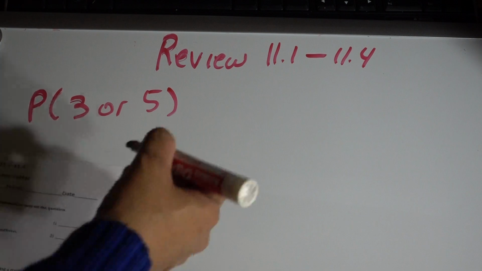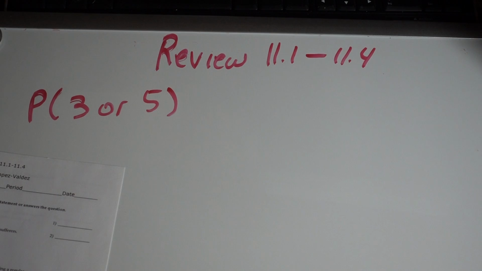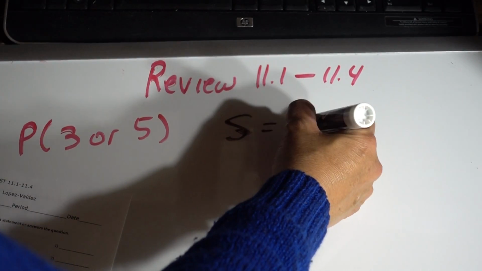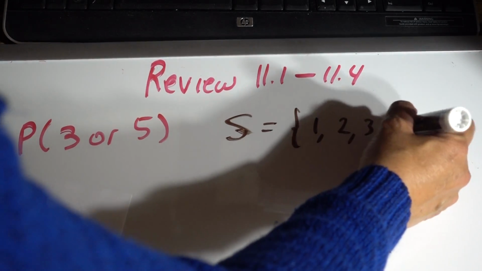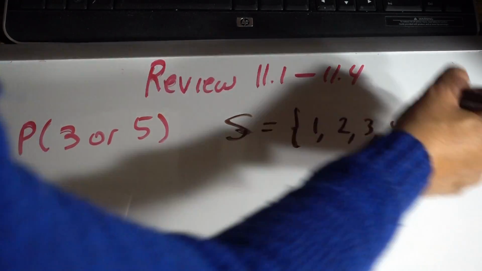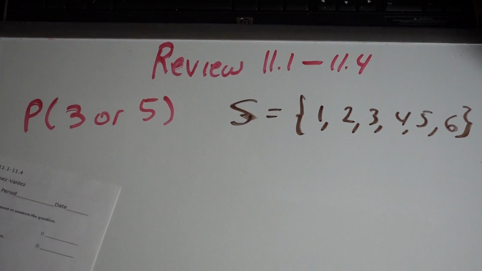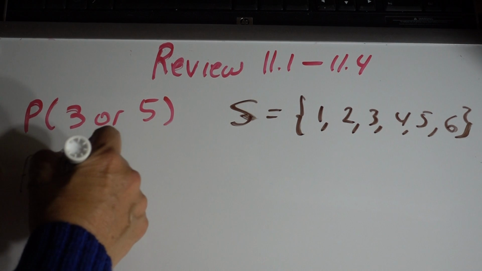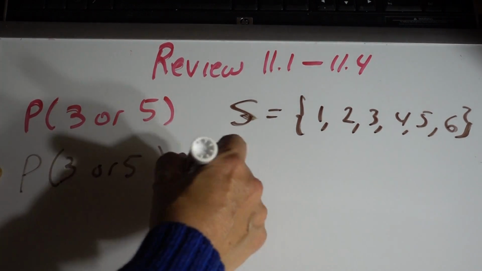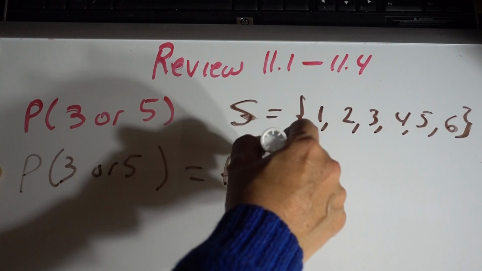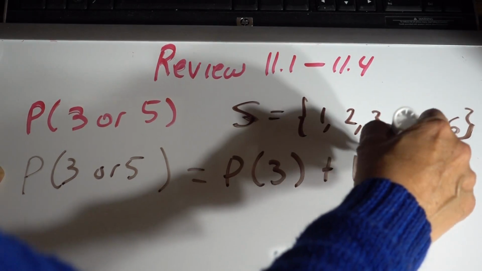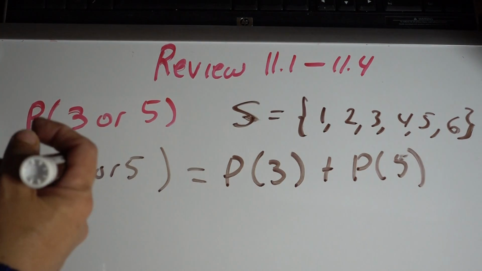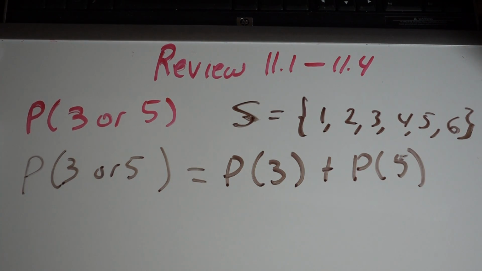So what is the sample space here? Since you are rolling a die, the sample space is going to be 1, 2, 3, 4, 5, and 6. Okay? So what is the probability of either 3 or a 5? The probability of 3 or 5 is going to be the probability of 3 plus the probability of 5, because you're adding those two probabilities of the two events that are completely independent.